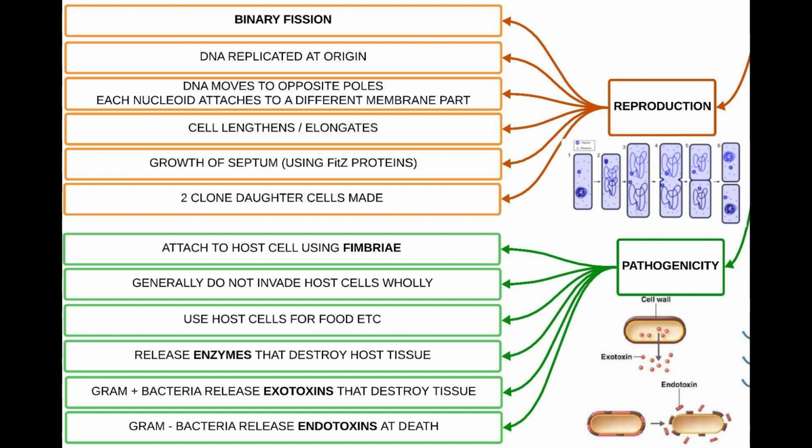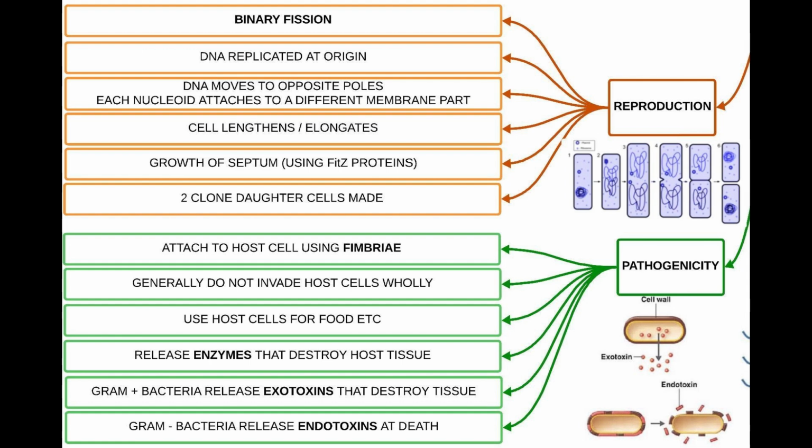Pathogenicity is like virulence. Pathogenicity is the damage it does to host tissue, whilst virulence is about the mortality. So the bacteria attaches to the host cell using its fimbriae. Generally it doesn't invade the host cell, but it can. It uses the host cell for food. It releases enzymes and toxins that destroy host tissue.